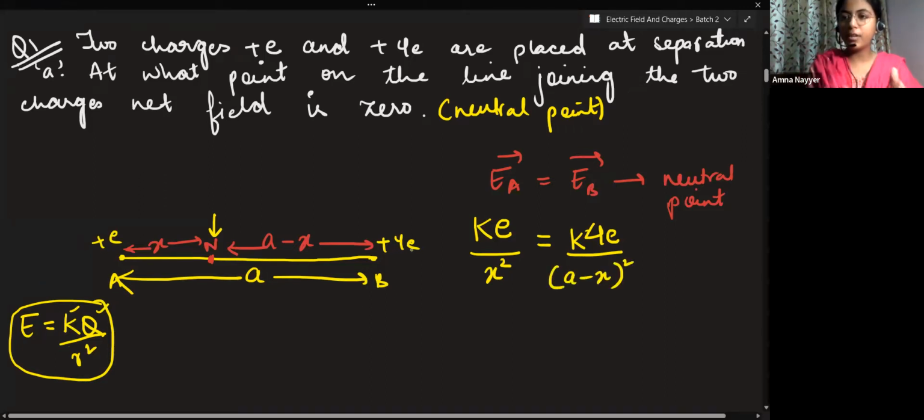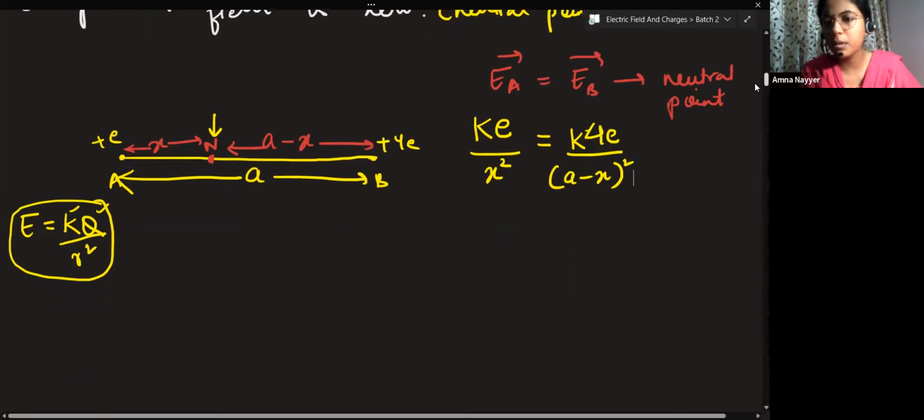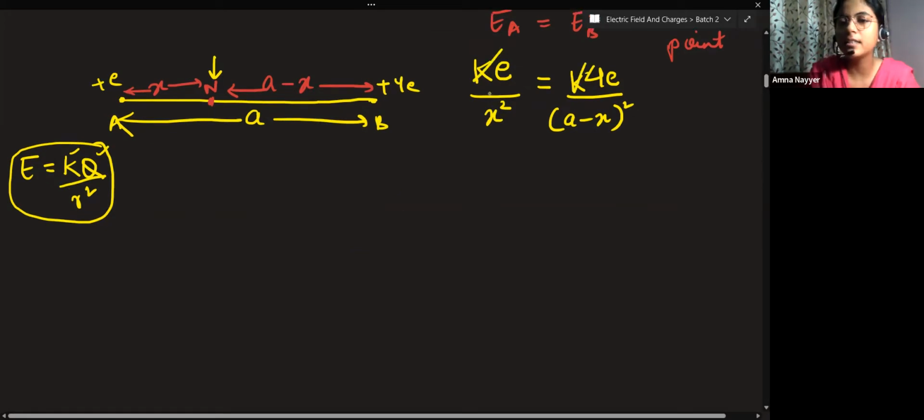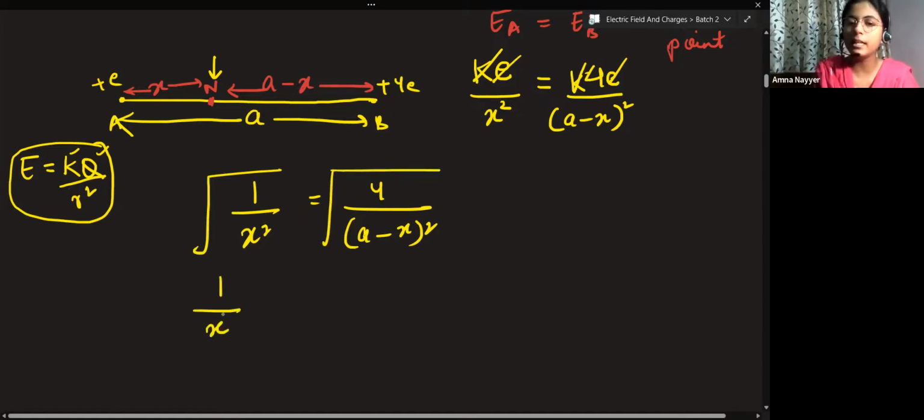So this means the electric field at A has successfully balanced the electric field at B, and we are writing this for the neutral point. Now physics is over. This is the simple mathematics which is required. K will get cancelled, e will be cancelled. What is left? 1 by X square is equal to 4 divided by A minus X whole square. Just take the root on both sides. 1 by X, the root gets cancelled. Under root 4 is 2, and A minus X will be left. The whole square gets cancelled because of this root.